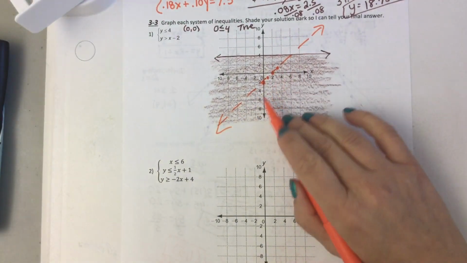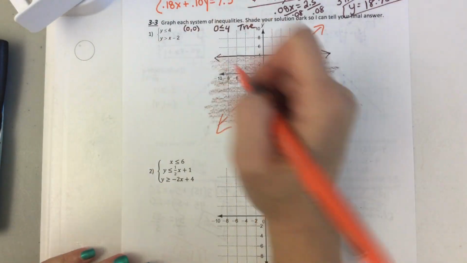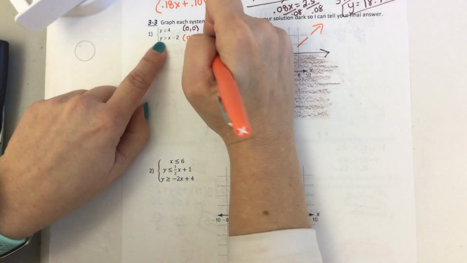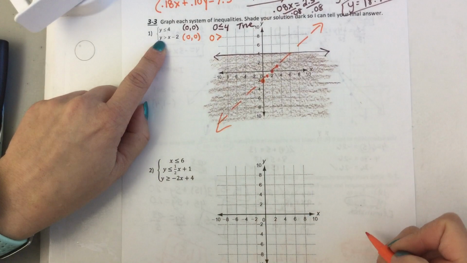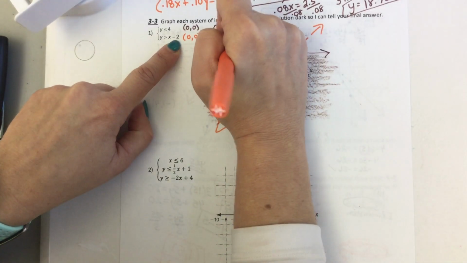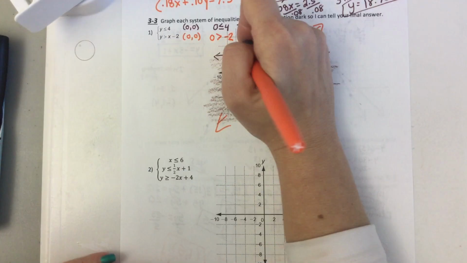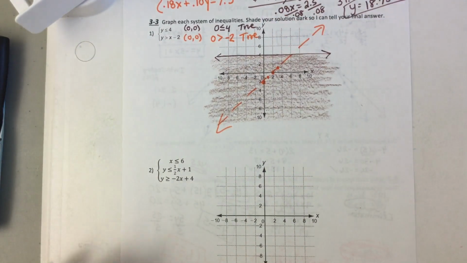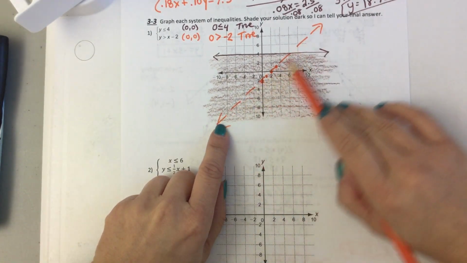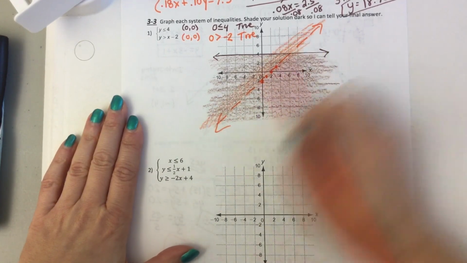So now what I have to do is see, okay, from the orange line, is this side true or is this side true? So again, we do a test point. 0, 0 is not on the line. If I change y to 0, this side would be 0. My symbol is greater than. 0 minus 2 is negative 2. So true or false? Is 0 larger than negative 2? Yep, that is true. So what I have to do is shade the side from the orange dotted line, shade the side that contains 0, 0. So I would shade right here.